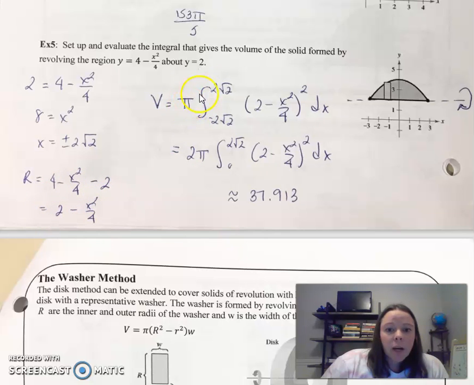So when I go to set it up, pi times the integral of those two intersection points there, my radius is not 4 minus x squared over 4, it's now 2 minus x squared over 4 to cut off that part that I don't want. All right, squared dx. And then you solve it from there. So just a little bit different.